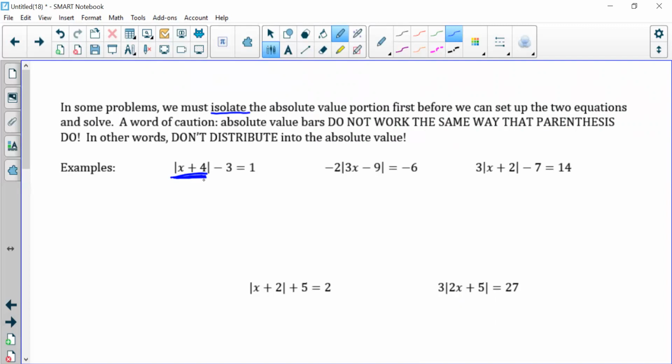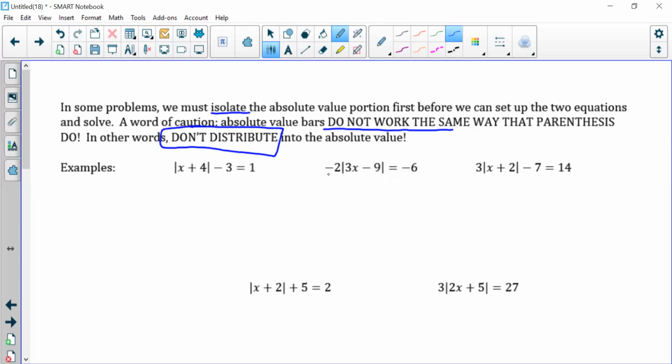All right, one word of caution, absolute value bars do not work the same way that parentheses do. What this means is never ever under any circumstances should you distribute into an absolute value. Don't do it. So when you see one like this, these absolute value bars, they're walls. All right, they're big, giant, huge brick walls. You do not distribute through them. No, never. Okay, so let's work a couple of these examples.